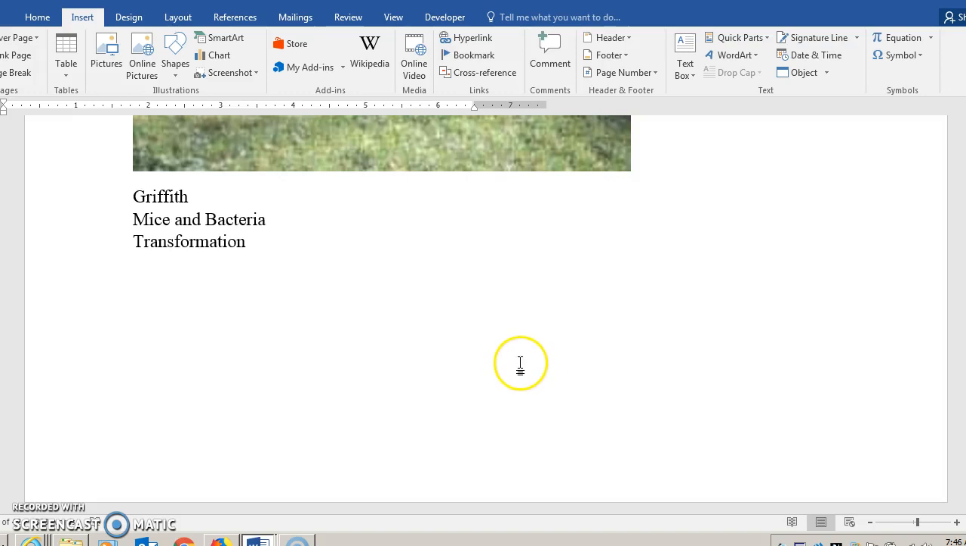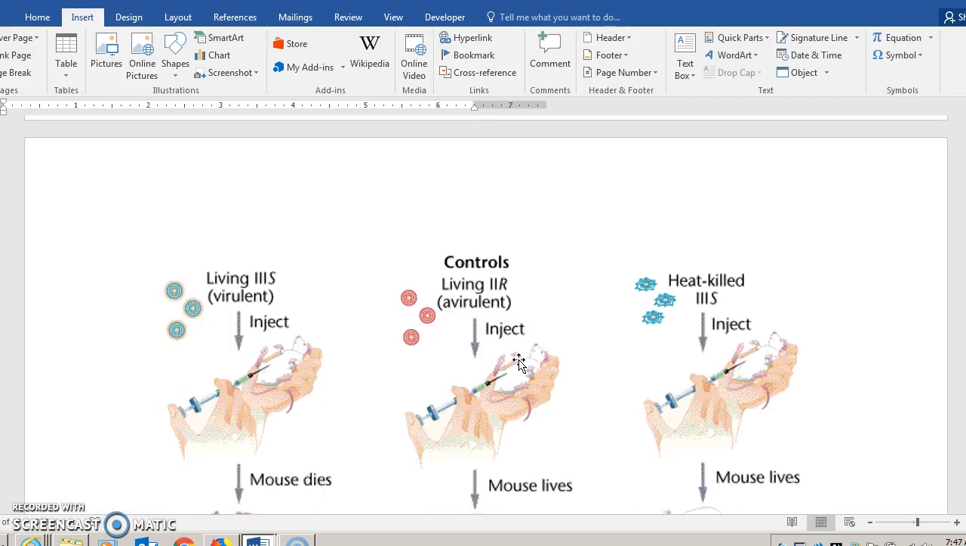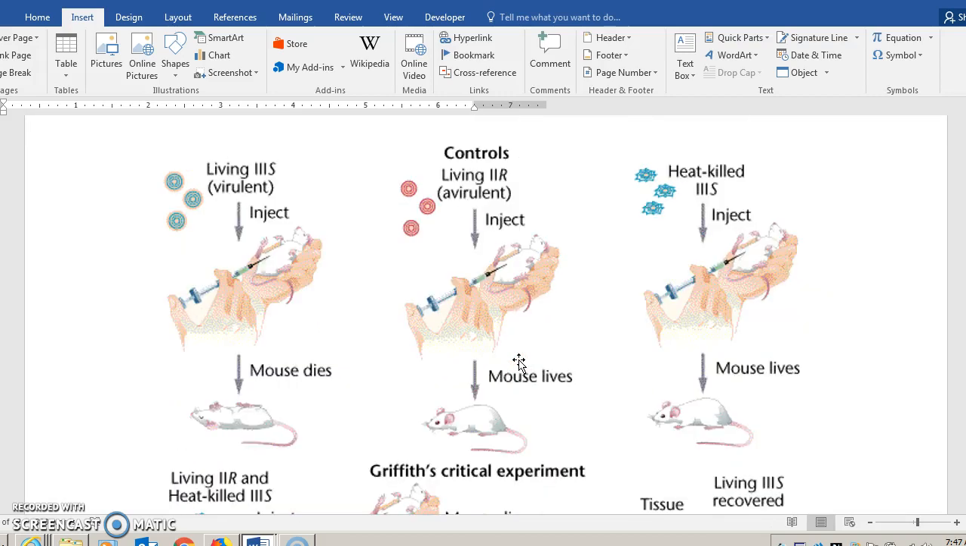There's a guy by the name of Griffith, and in the early 1900s, I believe it was the 1920s, 1928 comes to my mind, but the specific date isn't all that important. He worked with mice and bacteria, using mice as the host, infecting them with different types of bacteria and watching what was going on, and he discovered what was called transformation. I have several illustrations that show what he did.